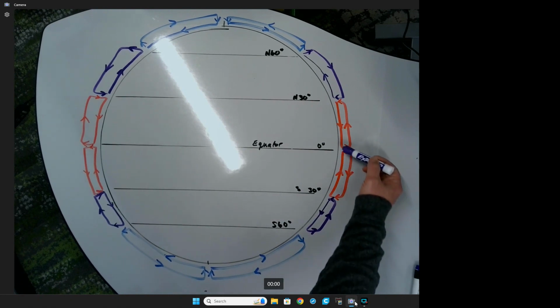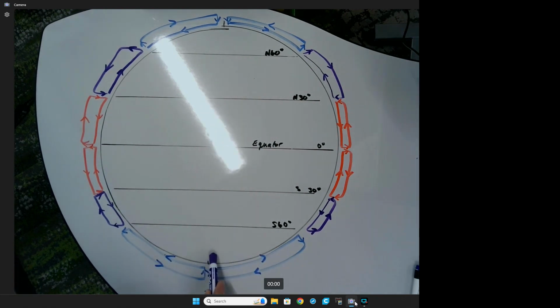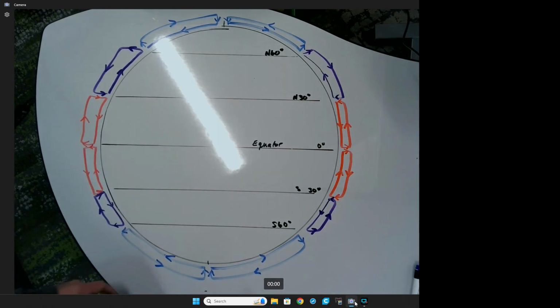And then at the equator, this is where they rise. At the North Pole and South Pole, this is where they fall. So if you have something other than rising here and falling there, then you know you have something wrong within your pattern of arrows. So let's get started here.